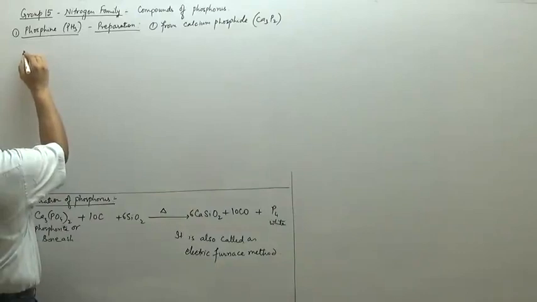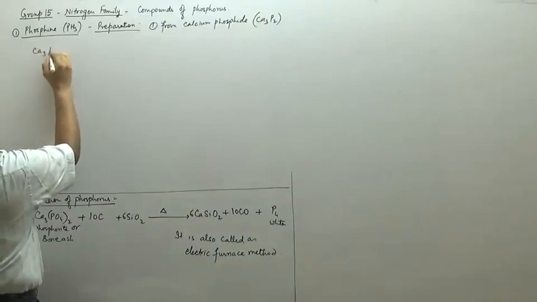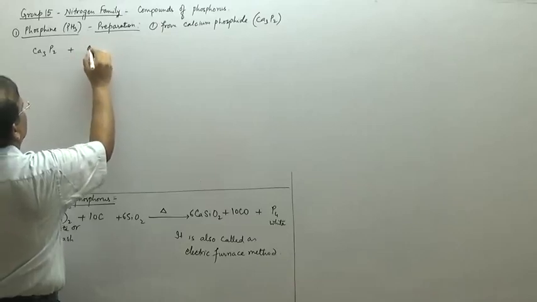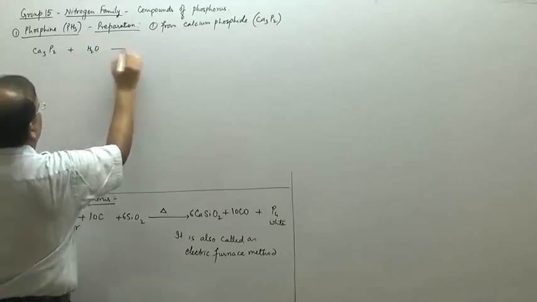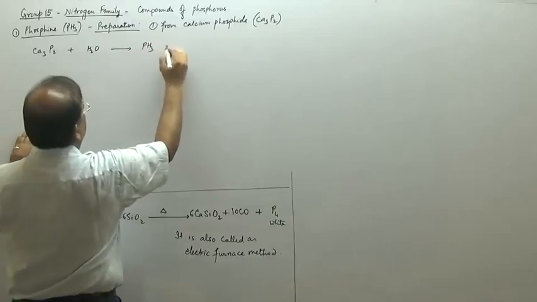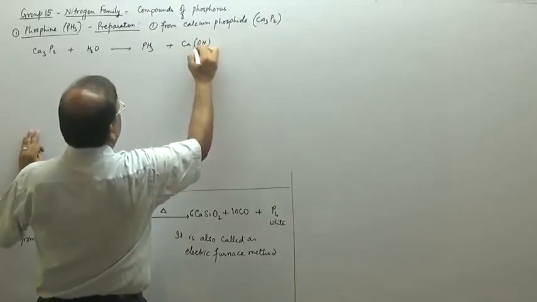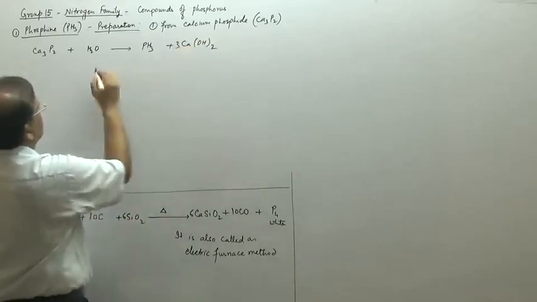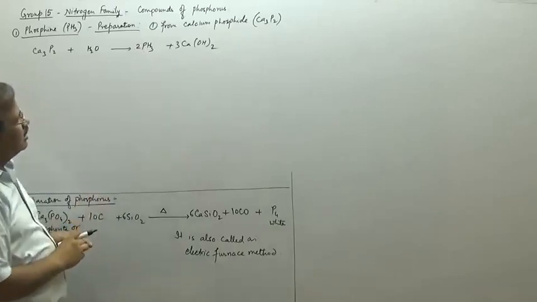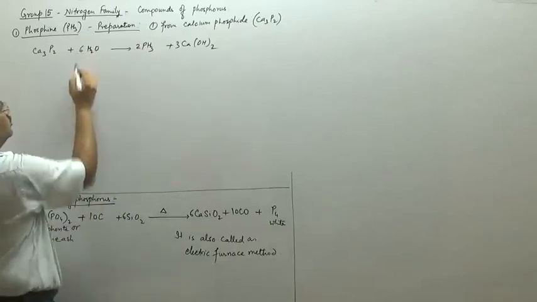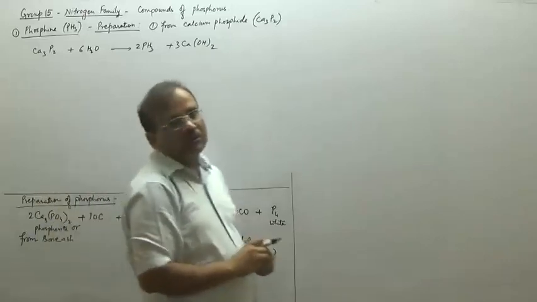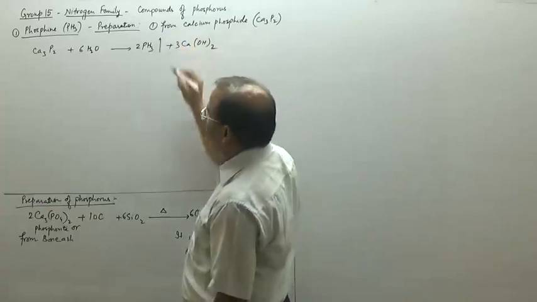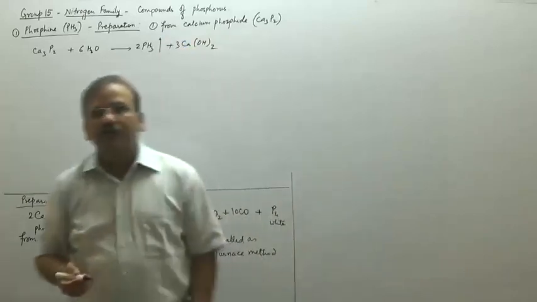Let us check how we can get phosphine from calcium phosphide. When we react calcium phosphide, Ca3P2, with water, we get PH3 plus calcium hydroxide. The oxygen we require is 6. So that is the balanced reaction for the preparation of phosphine. This is a gas which is liberated in the reaction.